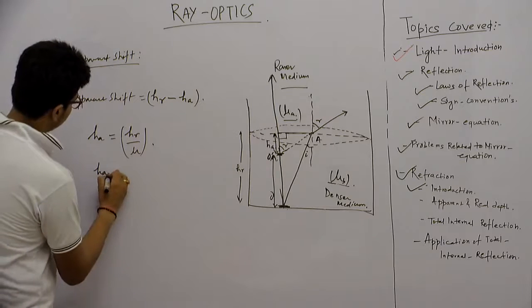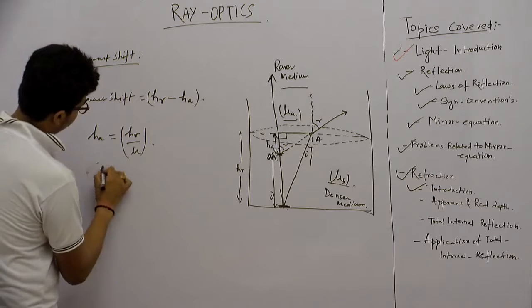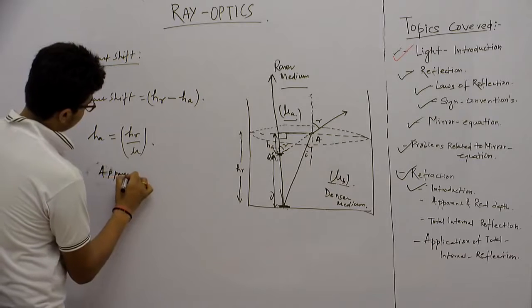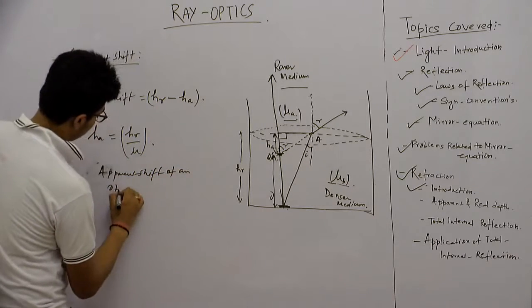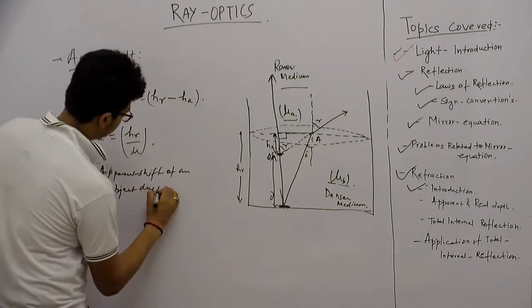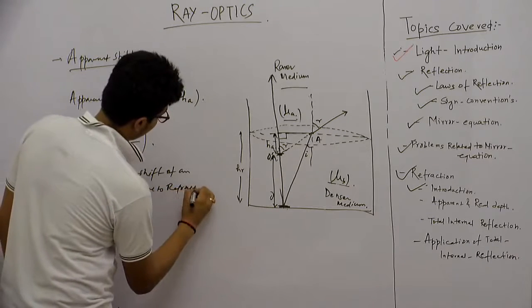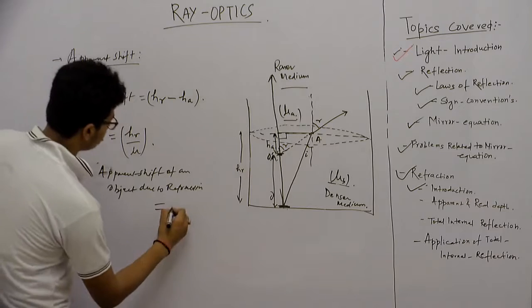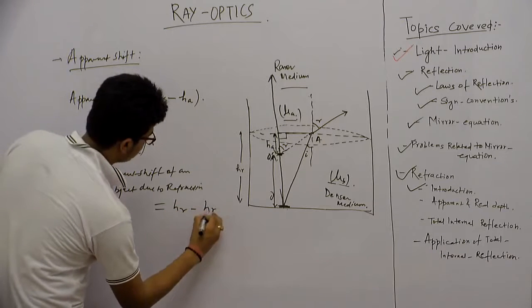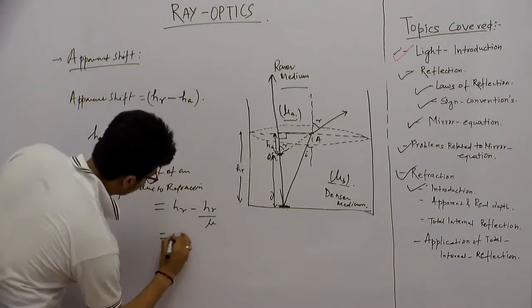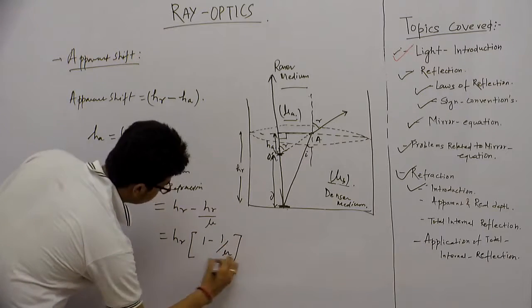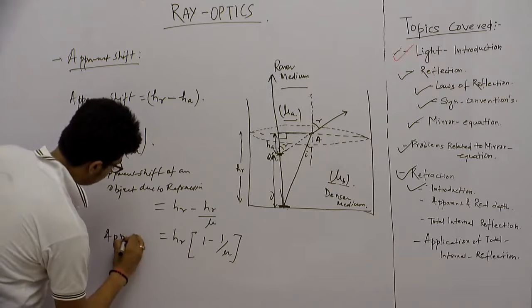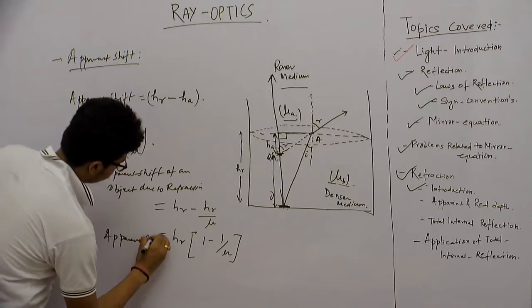So now the apparent shift of an object due to refraction is equal to HR minus HR by mu, which is equal to HR, taking it as common, times 1 minus 1 by mu. This is the final apparent shift.